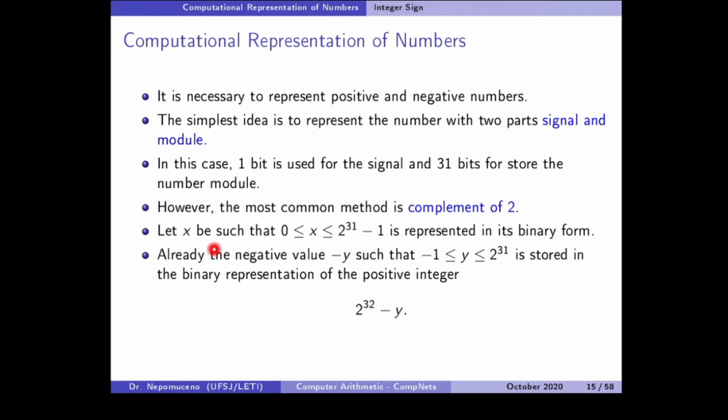Let x be such that 0 is lower than x is lower than 2 to 31 minus 1; it is represented in its binary form. The negative value minus y, such that minus 1 is lower than y is lower than 2 to 31, is stored in the binary representation of the positive integer. If you do it like that, you are going to make the two's complement of this number.